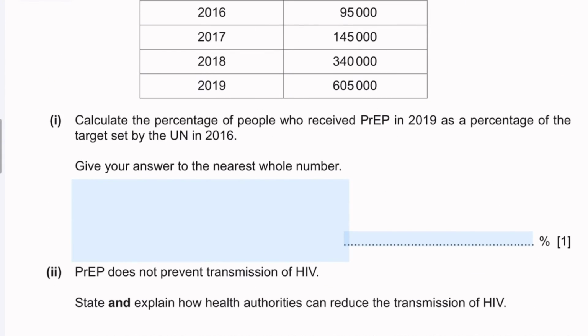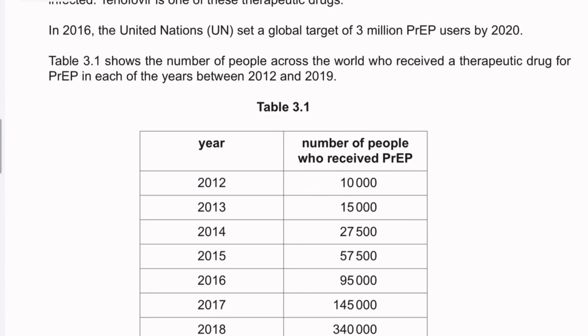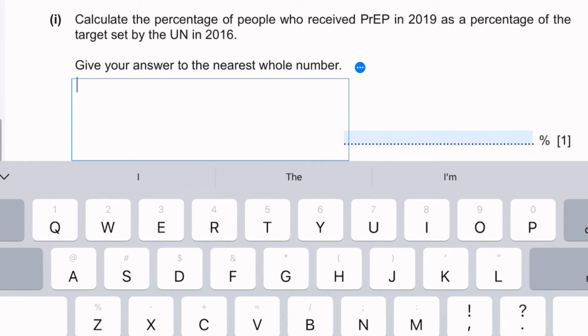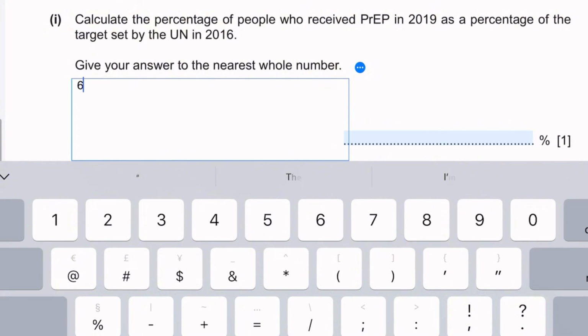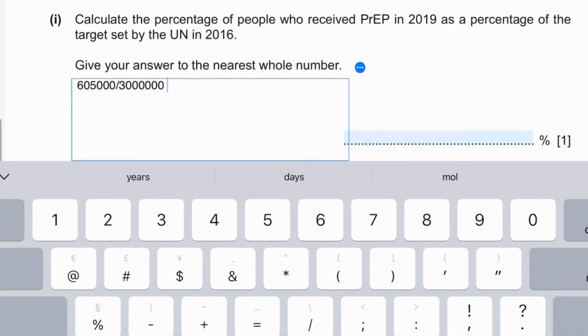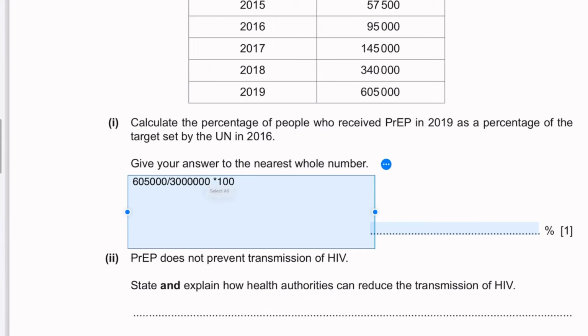Calculate the percentage of people who received PrEP in 2019 as a percentage of the target set by the UN in 2016, which is 3 million. Give your answer to the nearest whole number. Sure thing. So people who used PrEP in 2019, that's 605,000. If you divide that by 3 million, so put 6 zeros here, and then you multiply this answer by 100. Okay, so go ahead and get this answer and divide by 100.